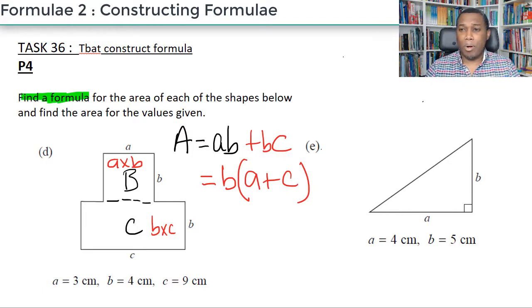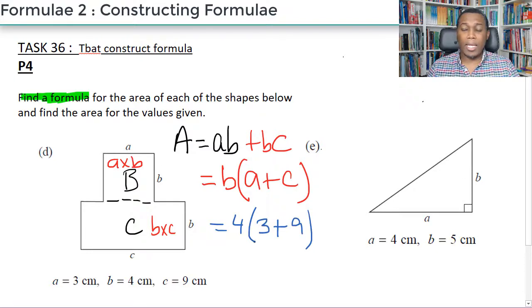Now for the second part of the question, remember it's not just finding the formula, it's also actually using the formula to work out an area. So the area, in this particular case, I use my brackets, B is 4, and A plus C would be 3 plus 9. We need to do what's in the brackets first. 3 and 9 is 12.